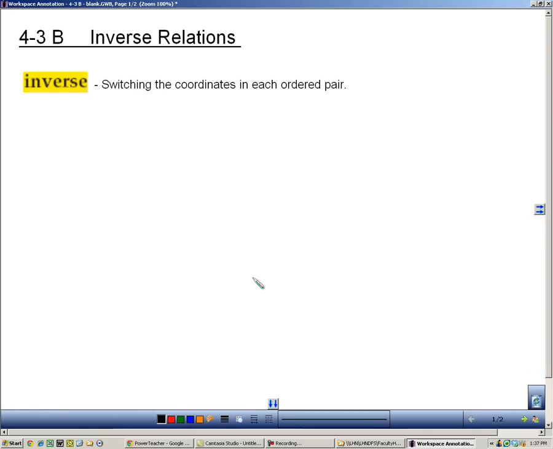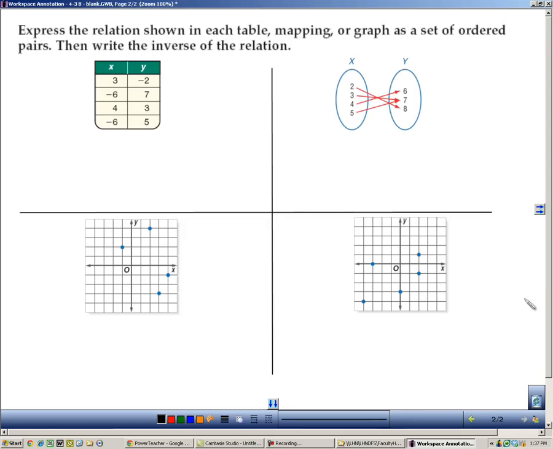Section 4.3b is about inverse relations. An inverse is when you switch the coordinates in each ordered pair. By switching the coordinates, I mean switching the x and the y, and that's all you do: you flop them and you get a new ordered pair, and that's the inverse. So let's look at some examples.